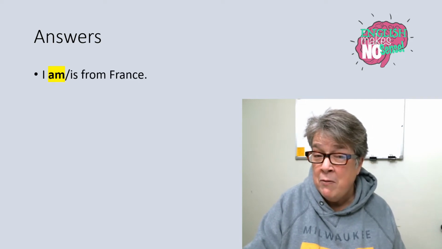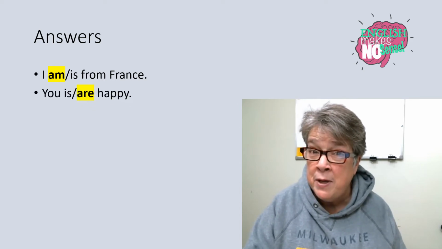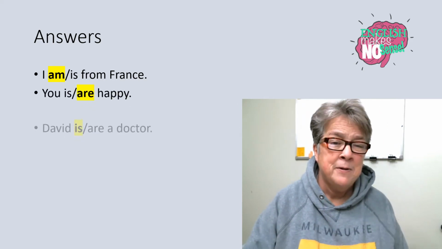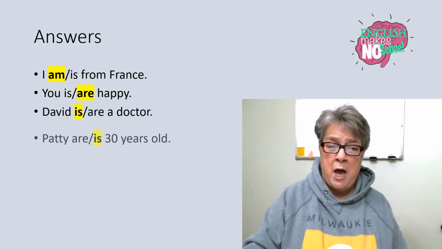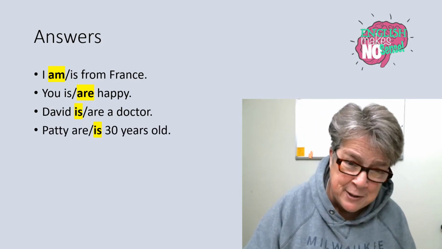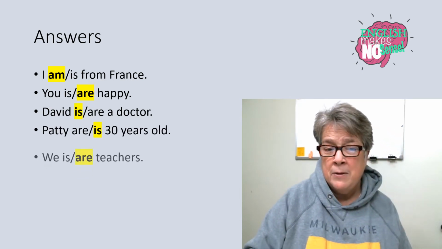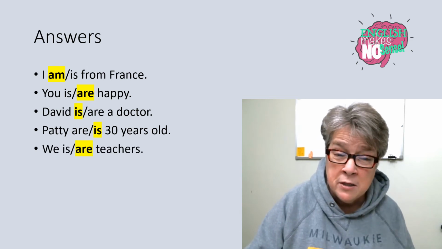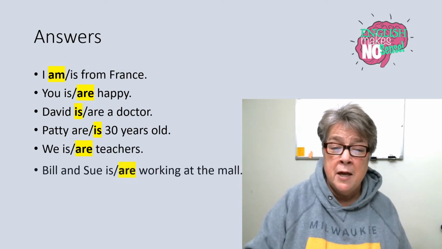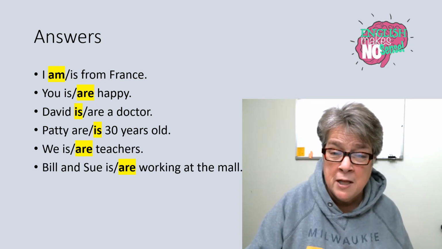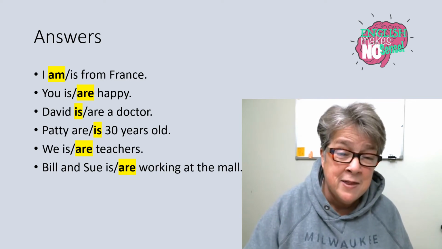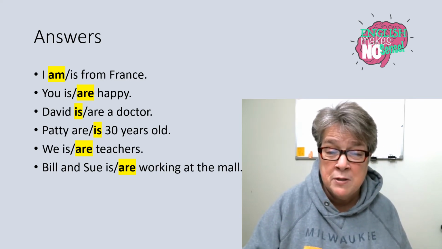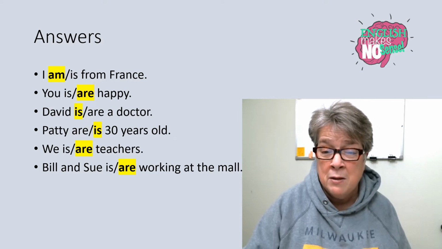I am from France. You are happy, I hope. David is a doctor. Patty is 30 years old. We are teachers. Bill and Sue are working at the mall. Remember, Bill and Sue are the plural, so it's another way of saying they. We could replace Bill and Sue with they, and they are working at the mall.